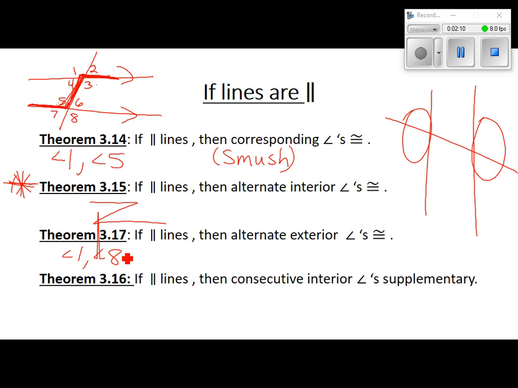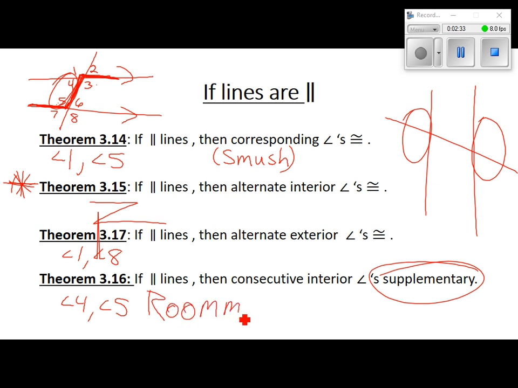And the last one. Remember, this one's the oddball out of the bunch because instead of being congruent, these are supplementary angles. Name me a pair of consecutive interior angles. 4 and 5. What do we call them? What I said was probably a good thing to call them last time. Roommates. Good. Make sure you know all that.